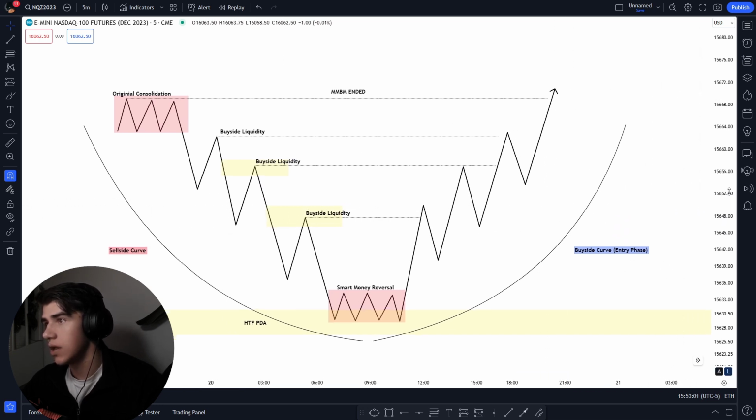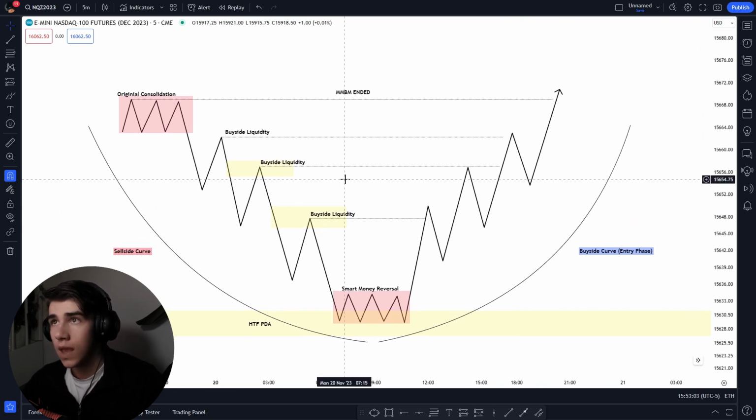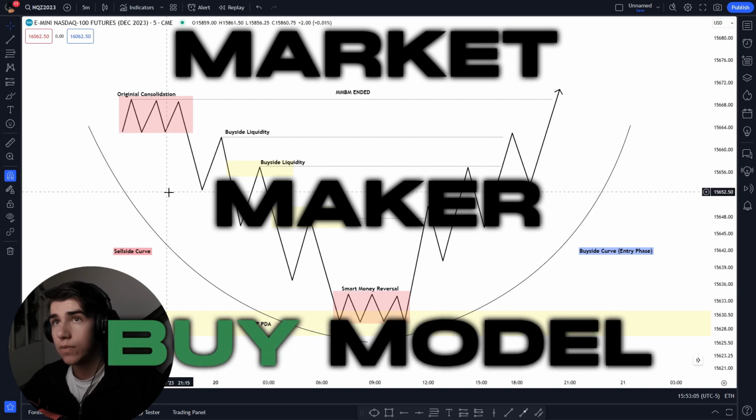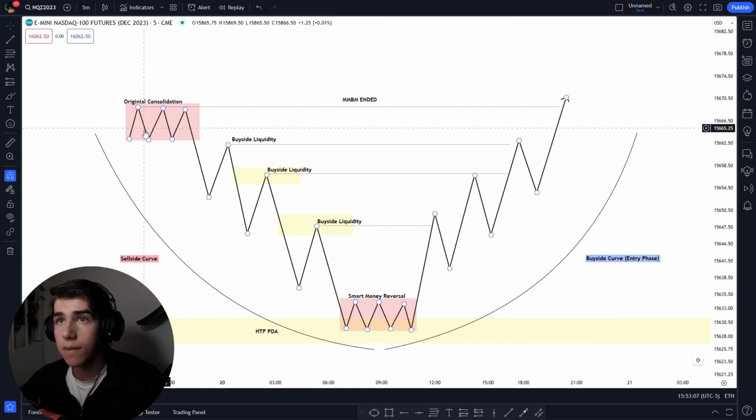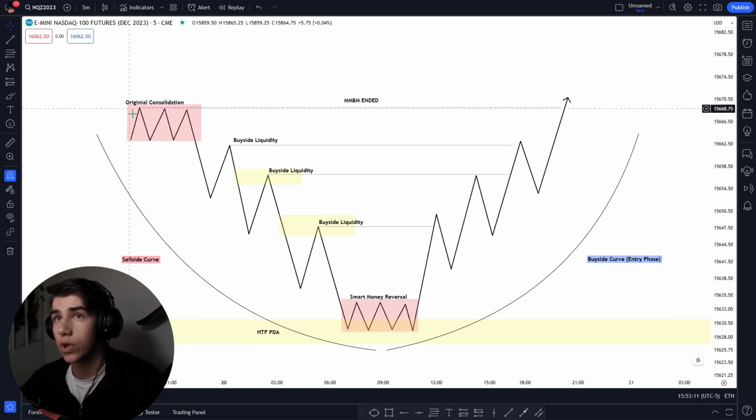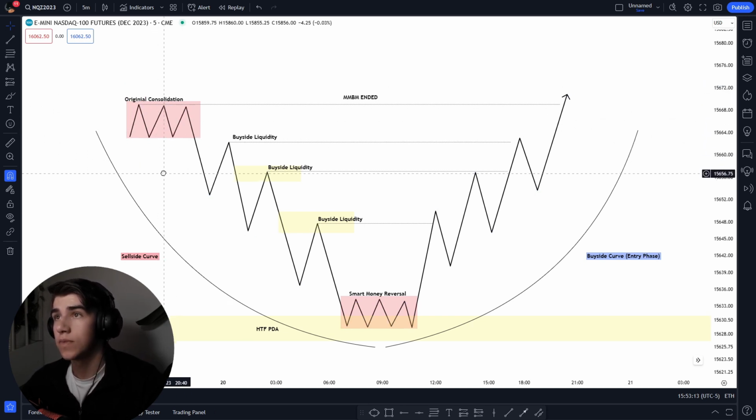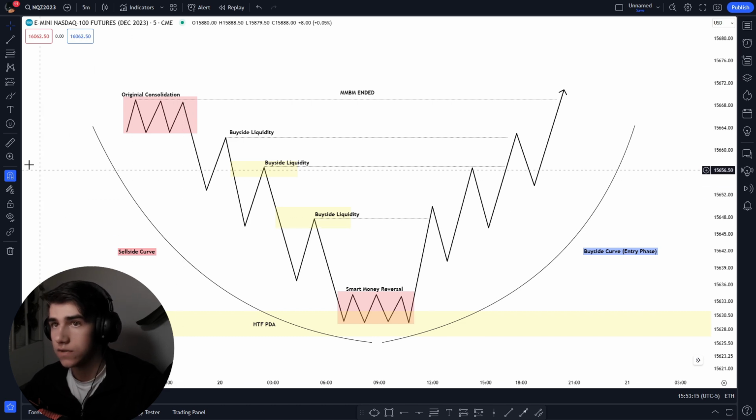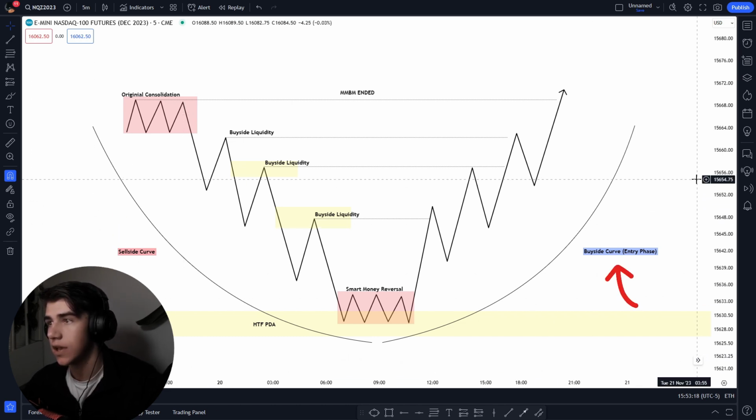This is a drawn out example, as you can see. This is a market maker buy model, but I want you to understand that every market maker model starts with a consolidation. This is what we call the original consolidation. And as you can see, we have two curves. We have the sell side curve and the buy side curve.